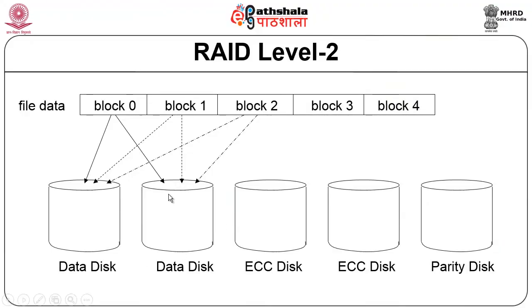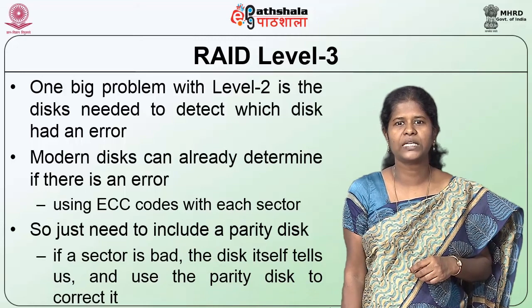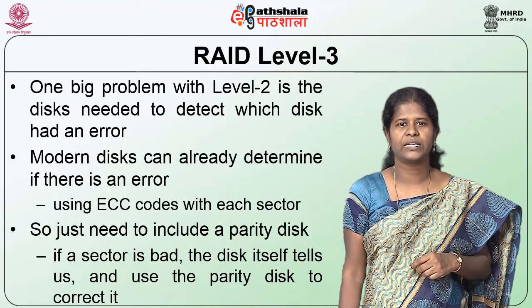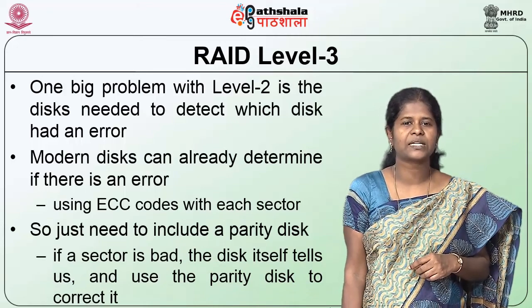So, here you see that you have block 0 being put in this disk as well as this disk, in 2 disks. So, bit level interleaving is being done, and block 1 is also being put in multiple disks and so on. In addition to that, you have a disk for storing ECC as well as for parity. But the problem here with this level 2 is that the disk needed to detect which disk had an error.